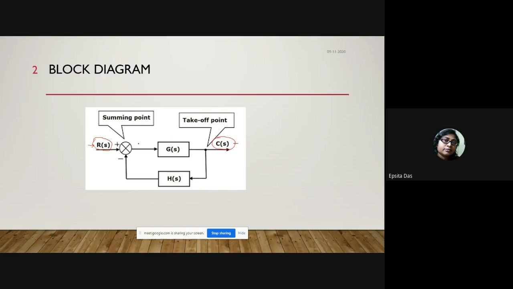And this path is called the feed forward path. I have explained it in the previous class also, and today I am telling you again so that you can memorize it quickly. What is the feed forward path? The path which connects the input signal to the output signal is known as the feed forward path.